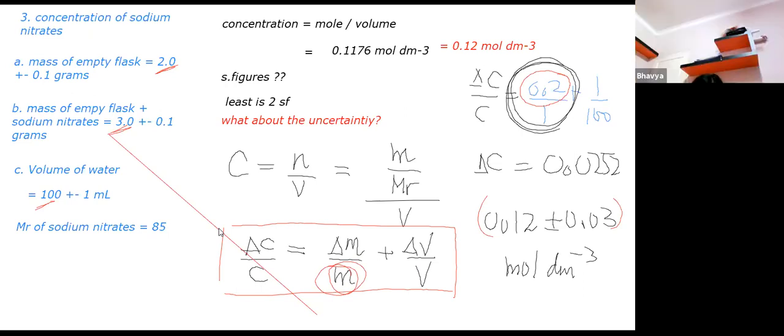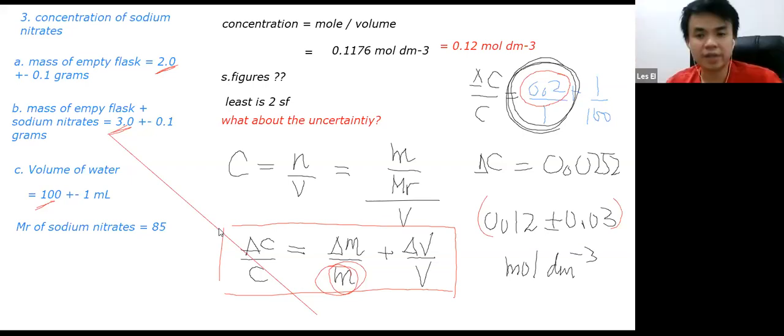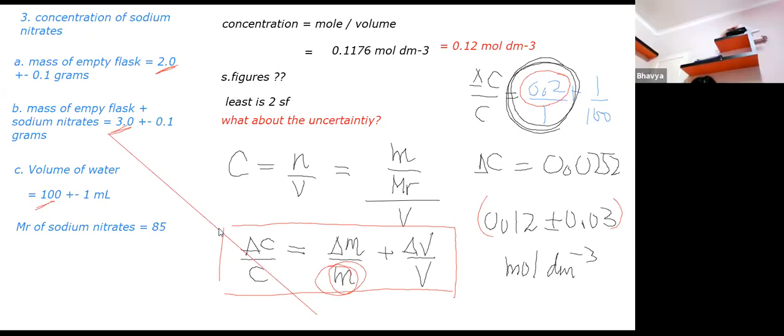Sir, can you explain where the 0.03 comes from again? It's actually 0.0252. But because you have decided to write the concentration in 2 significant figures, and in this case it will give you 2 decimal places, your uncertainty also should be in 2 decimal places. That's why you make it 0.03. Okay.